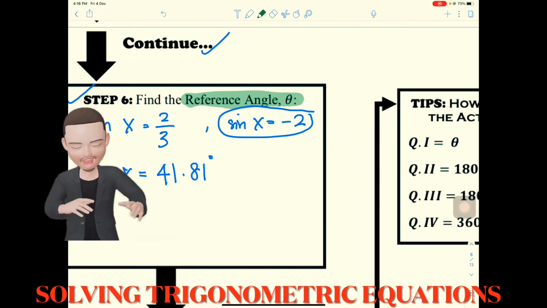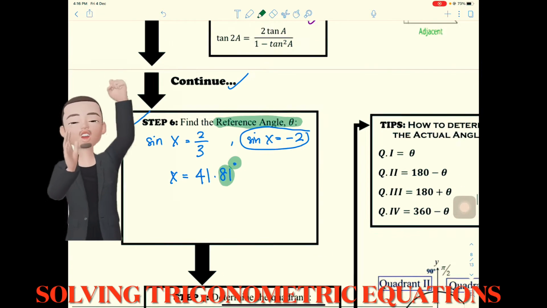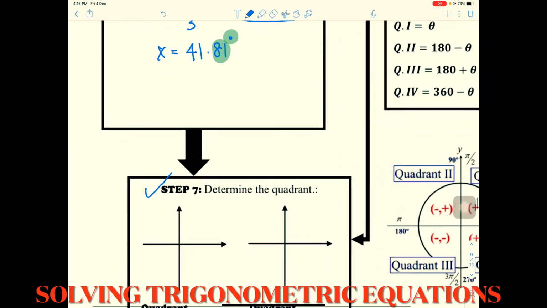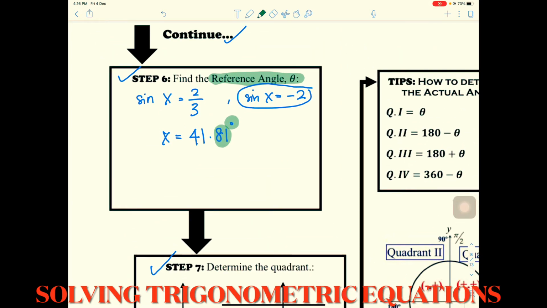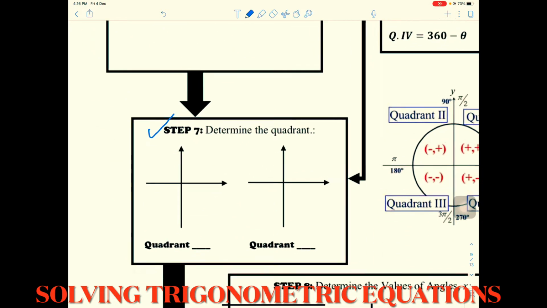Okay, please make sure you use just 2 decimal places because the unit is degree. Okay, so next step, step 7, determine the quadrant. As you know, the value of sin is positive, so the quadrant must be where the function sin x is positive.